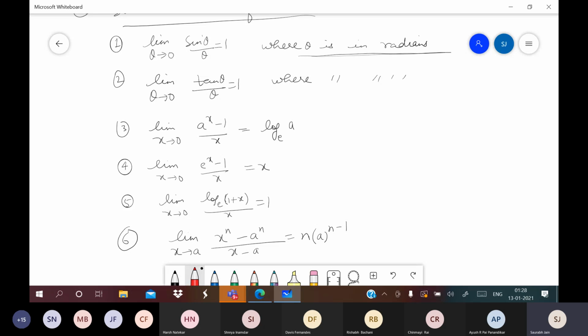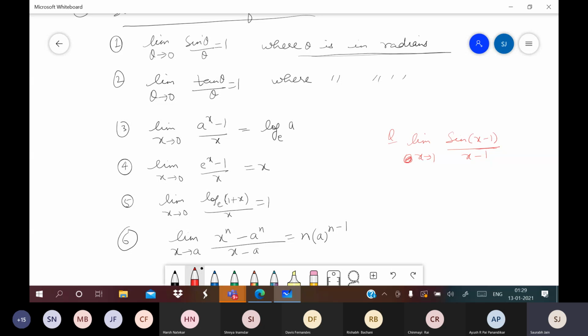So for example, if I take this question: suppose the question is limit x tends to 1 of sine of (x minus 1) upon (x minus 1). Its answer is going to be 1. You know why? Try to understand.